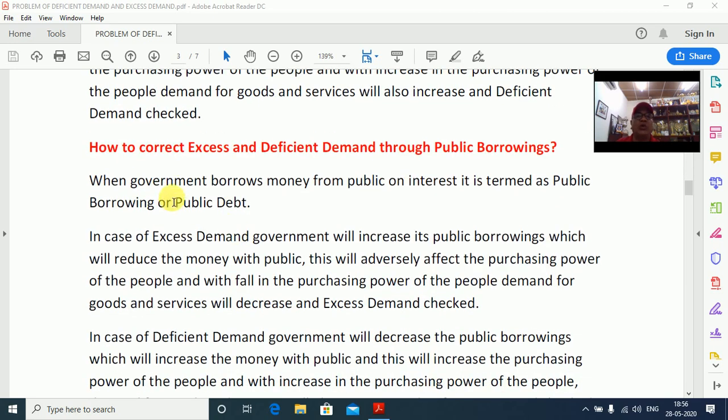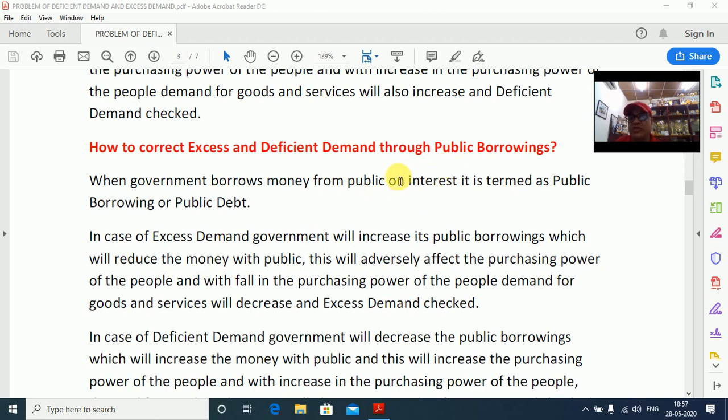Next, how to correct excess and deficient demand through public borrowings. What is public borrowing? I told you, the government borrows money for public welfare from the public. There are a lot of welfare schemes initiated by the government, and for those welfare schemes money is required, and sometimes the government borrows money from the public. And why is the public going to lend money to the government? Because the public is getting interest on it, right?